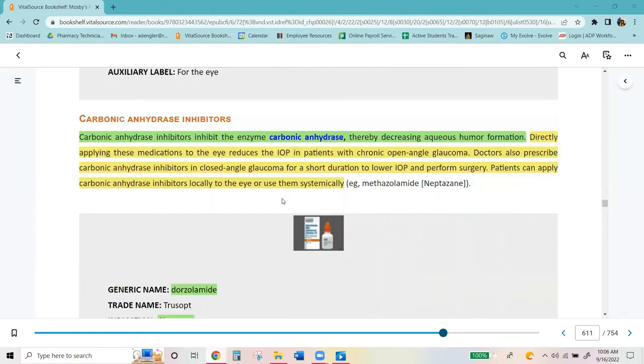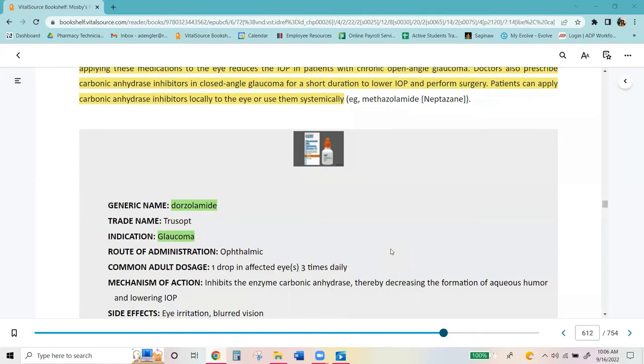Carbonic anhydrase inhibitors inhibit the enzyme carbonic anhydrase, therefore decreasing aqueous humor formation. Directly applying these medications to the eye reduces the IOP in patients with chronic open angle glaucoma. Doctors also prescribe carbonic anhydrase inhibitors in closed angle glaucoma for a short duration to lower IOP and perform surgery. Patients can apply carbonic anhydrase inhibitors locally to the eye or use them systemically. So we have the medication Trusopt, which is used for glaucoma.